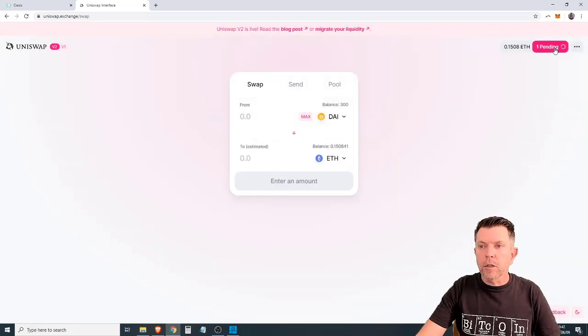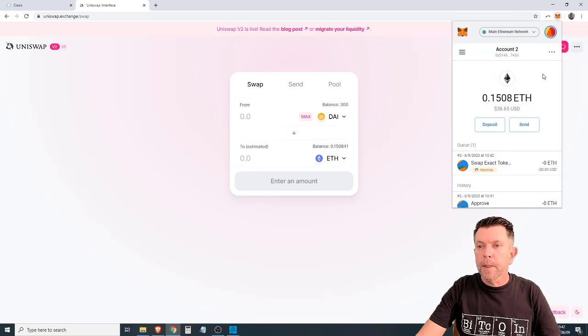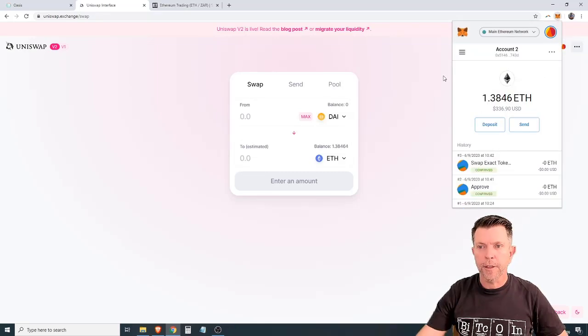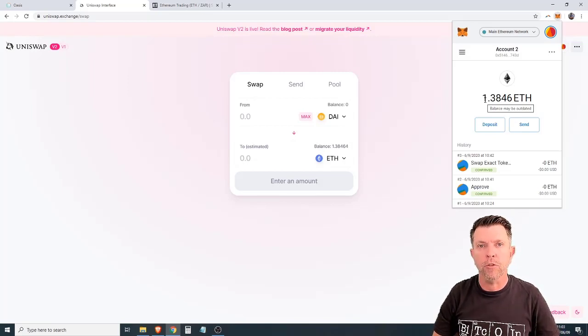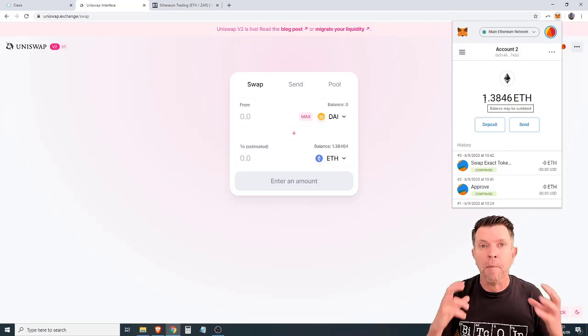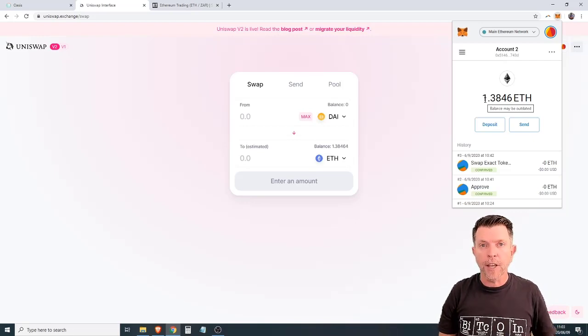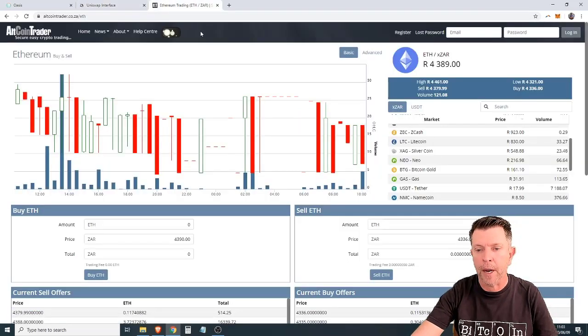Let's go to our MetaMask. This transaction is pending, but we will very soon see that the Ethereum is in my wallet. What I do next is simply deposit this Ethereum into Altcoin Trader and withdraw the rands. That, ladies and gentlemen, is the amazing opportunity of decentralized financial loans. What I've done is I have taken a DeFi loan and extracted that money into South African rands that I can use in the real world to do things like what we've mentioned: fix my car, buy a business, buy a house, whatever I need to do with that money.